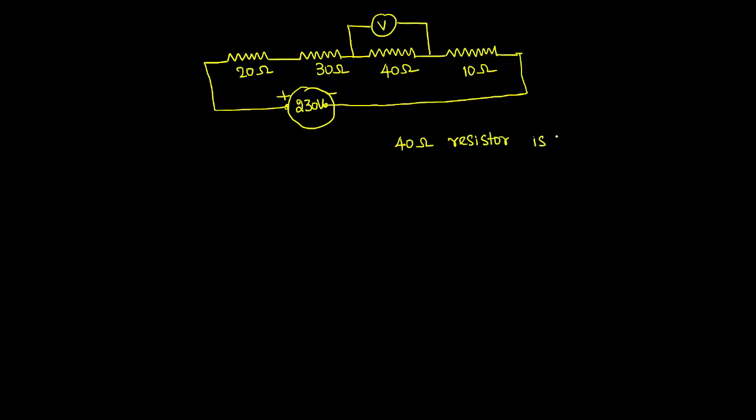Resistor is removed from the circuit. Then what is the reading of voltmeter V? That is the question. I hope you all have understood the question. See, where is the 40 ohm resistor? This is the location of the 40 ohm resistor.